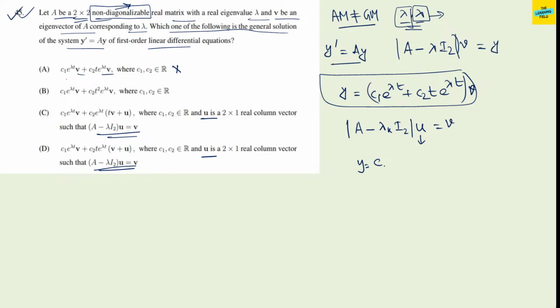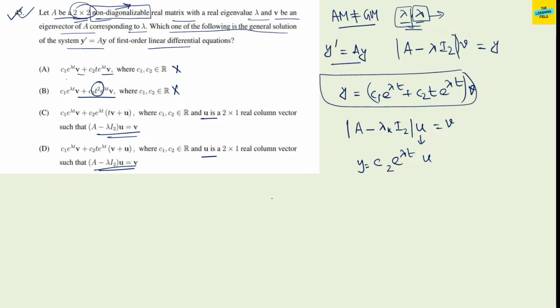Just a second. The solution is C2 e to the power lambda t into u. This is another solution. So the complete solution is what? And so you can discard also the B option because there is t square present, but there are only 2 eigenvalues because this is a 2 by 2 matrix. Therefore, t square is not possible. Okay. So the options may be option C or maybe option B.